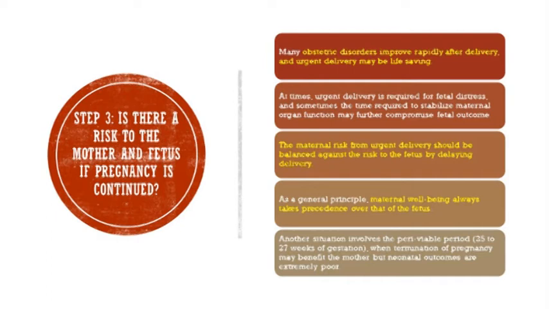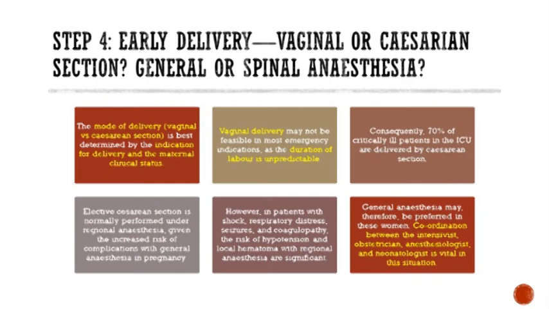At times, urgent delivery is required for fetal distress, and sometimes the time required to stabilize the maternal organ function may further compromise the fetal outcome. The maternal risk from urgent delivery should be balanced against the risk to the fetus by delaying delivery. As a general principle, maternal well-being always takes precedence over that of the fetus. Another situation involves the periviable period, where termination of pregnancy may benefit the mother, and neonatal outcomes are extremely poor.